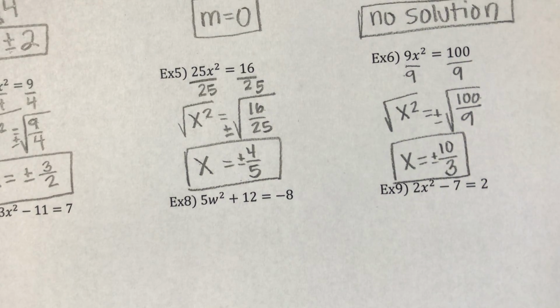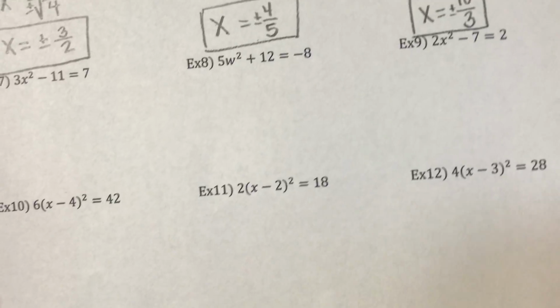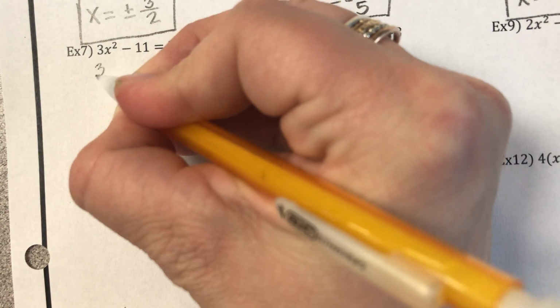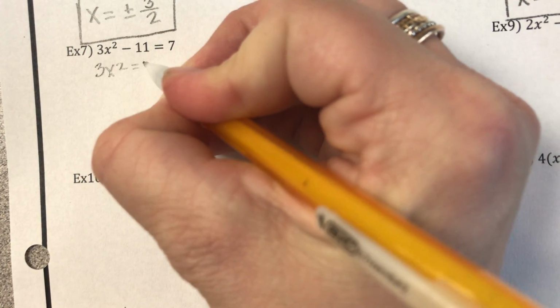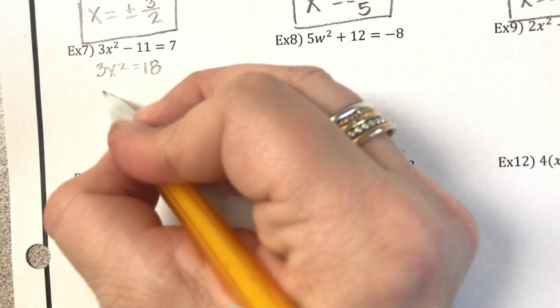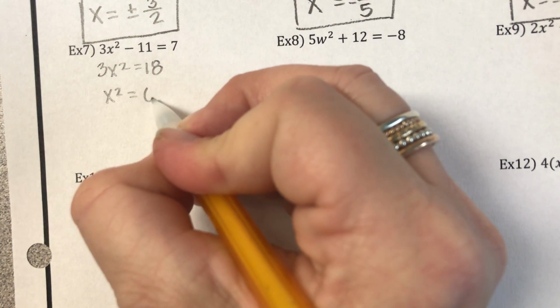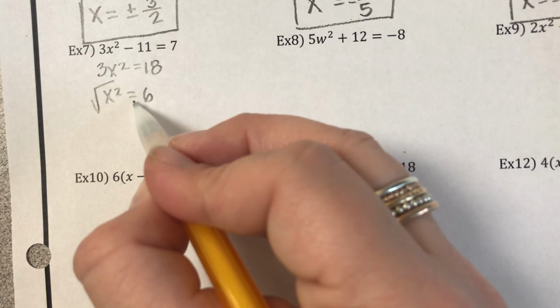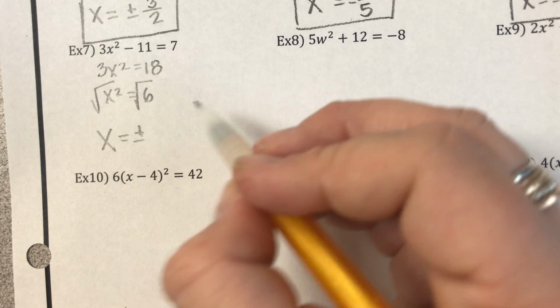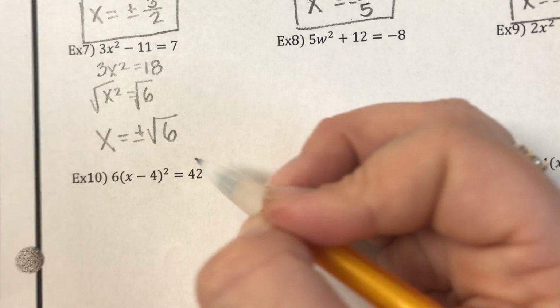There we go. So let's look at number 7. We're going to add 11 to both sides to get 3x squared equals 18. Then you would divide both sides by 3 to get x squared is 6. Now we're going to take the square root. x equals plus or minus the square root of 6.